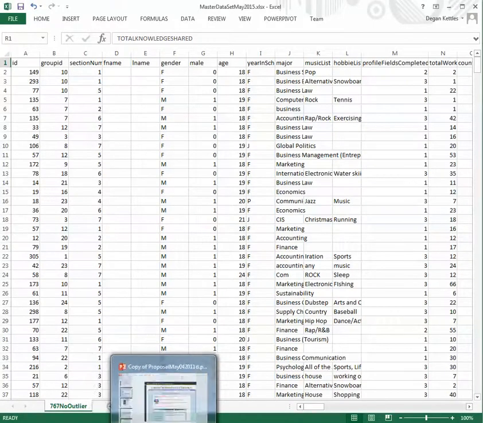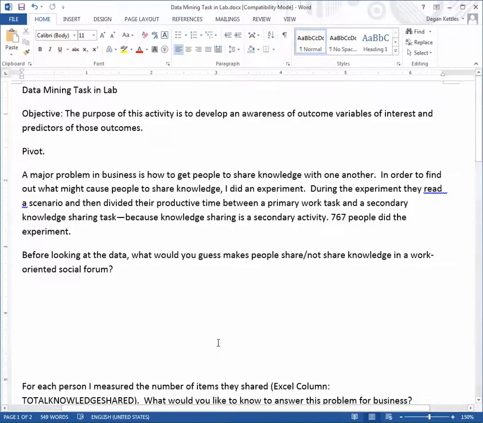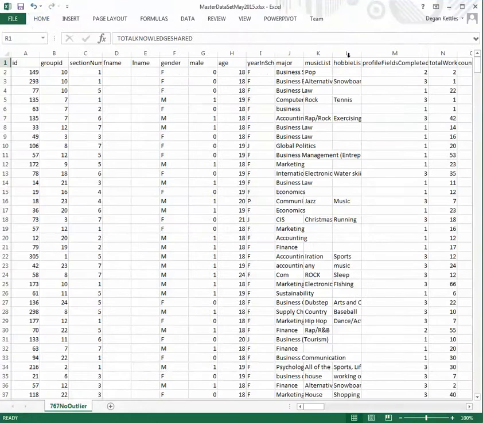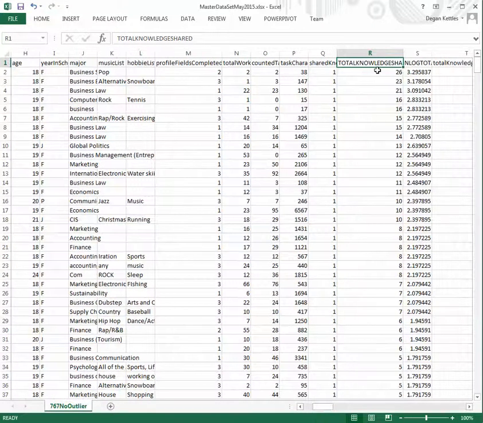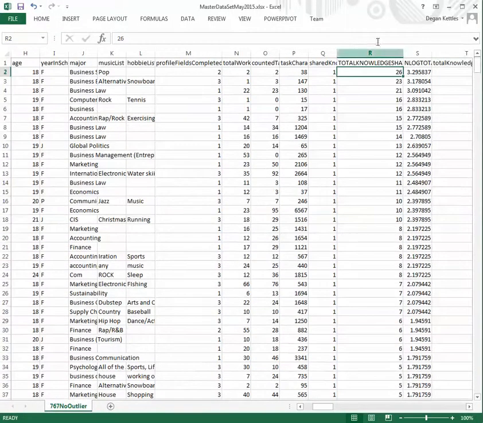Here's the data set that comes out of that. All right, moving on down. The column that I care about most is total knowledge shared. So if I start in this spreadsheet and move over a little bit, it's bolded, and I see that right now it's ordered from largest to smallest. So the most number of distinct items that people shared or postings was 26, and then if I scroll down a bit, a bunch of them did 0. So I'm looking at column R.